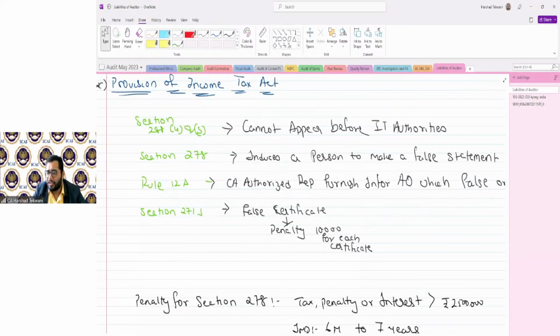Now, the last section is section 271J of the Income Tax Act. If an accountant or a merchant banker or a registered valuer provides a false certificate to any income tax authority, such as the assessing officer or commissioner appeals, then the assessing officer or that authority may direct him to pay a sum of rupees 10,000 for each report or certificate, by way of penalty. So rupees 10,000 for each such certificate if there is a false certificate or incorrect information. So that is 271J.